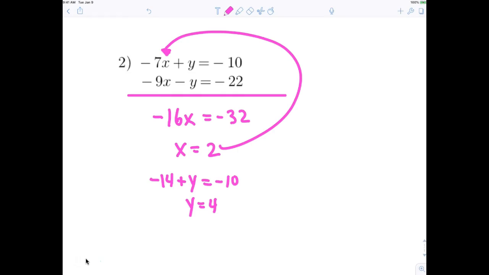So watch. What does x equal? 2. What does this say right here? What does that mean? Not 0. Doesn't mean 0. What does that mean? There you go, kiddo.